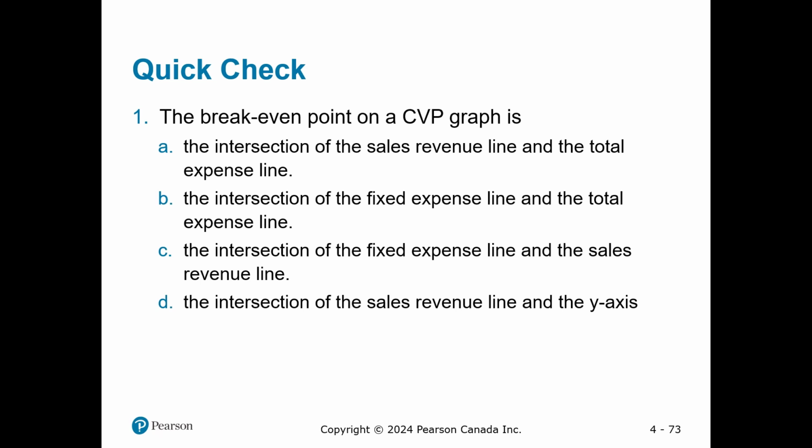Now, let's do a quick check of your understanding. The break-even point on a CVP graph is A, the intersection of the sales revenue line and the total expense line. B, the intersection of the fixed expense line and the total expense line. C, the intersection of the fixed expense line and the sales revenue line. And D, the intersection of the sales revenue line and the y-axis. And the answer is A, the intersection of the sales revenue line and the total expense line. If you look at a CVP graph, you'll see why.